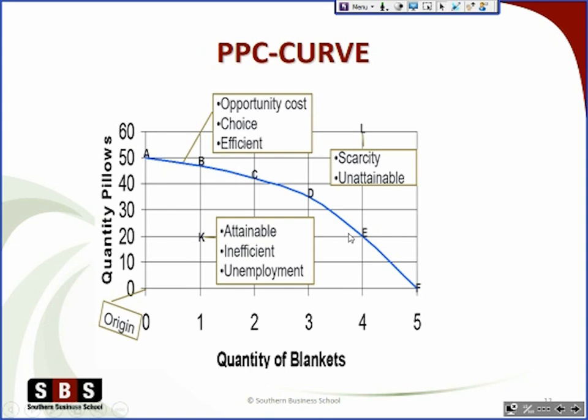Just read the question properly, and when you draw the curve, make sure that you put whichever product on the y-axis, which is this axis, and the other product on the x-axis. The question will normally tell you which of the products you must put on which axis. It will tell you to put pillows on the y-axis and blankets on the x-axis. But just remember, it could be other products, not necessarily pillows and blankets.